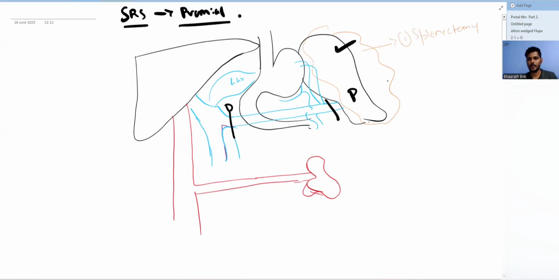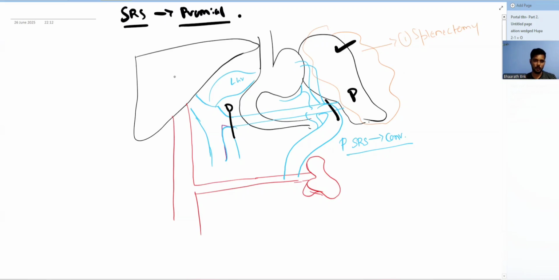And as they did splenectomy, the proximal splenic vein, they took the proximal splenic vein and they anastomosed it into the left renal vein. So that is why it is a proximal splenorenal shunt, which was done for years together. So that was the conventional splenorenal shunt, right? So splenectomy was done and the proximal splenic vein was taken and given to the left renal vein.